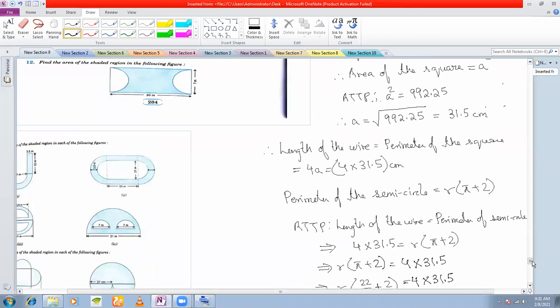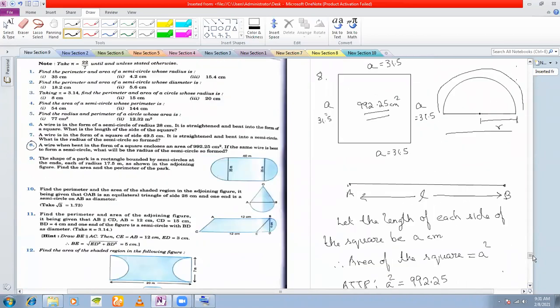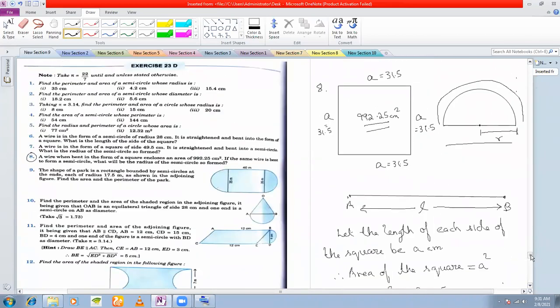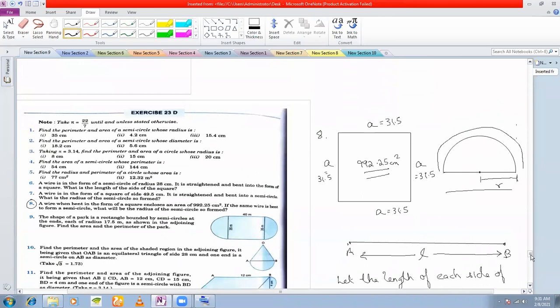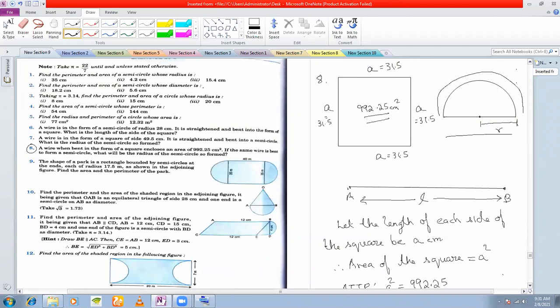Any questions on this problem? It worked on the same principle. That is, length of the wire must be equal to perimeter of the square, must be equal to perimeter of the semicircle. Same principle it will work on. Okay. So 8 is done.